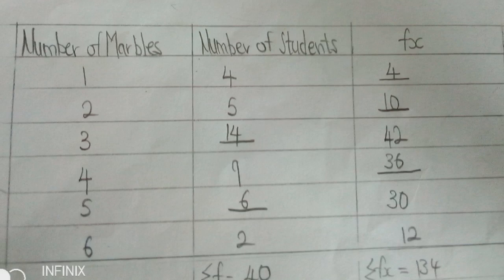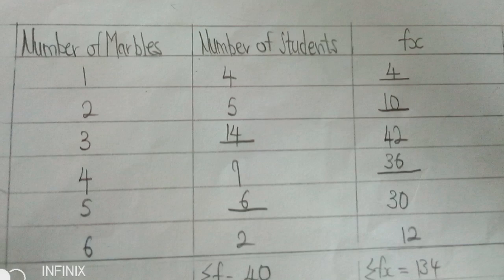Number of marbles 2 and number of students 5. We don't know fx. So we do 2 times 5, we get 10. So our answer will therefore become 10. Number of marbles 3 and number of students we don't know, and fx is 42. So in this case we divide 42 by 3. So the number of students therefore becomes 14.